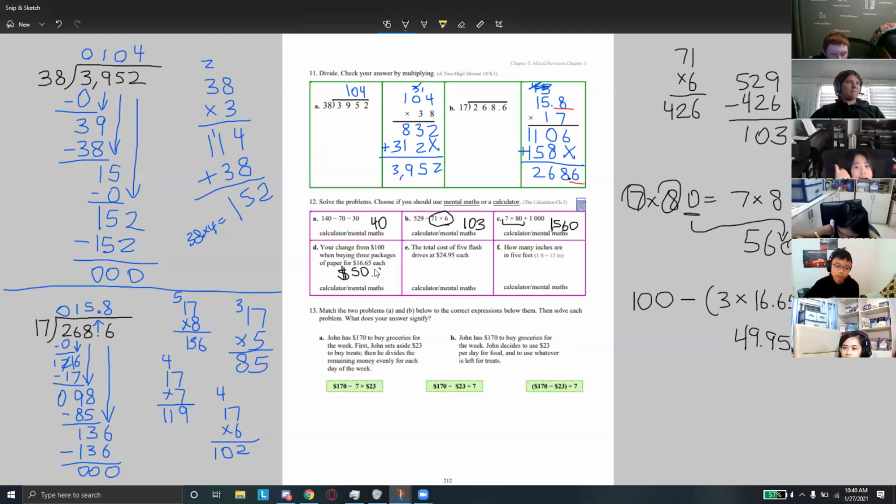Yeah, like the thumbs up. Oh, $50.05. Okay, next, the total cost of 5 flash drives at $24.95 each.